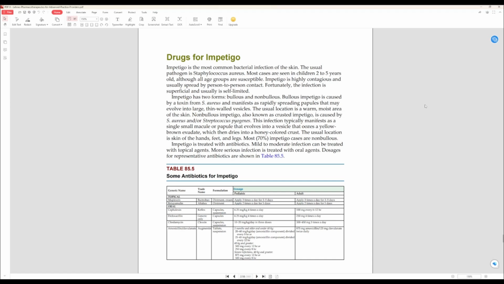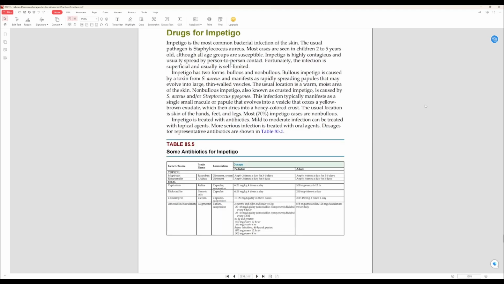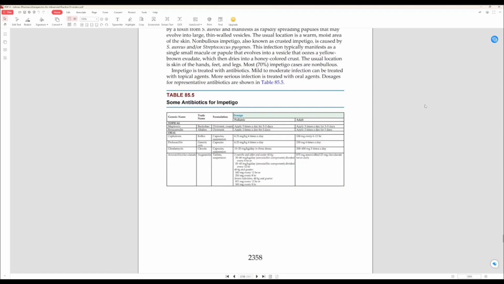Impetigo is treated with antibiotics. Mild to moderate infections can be treated with a topical agent. More serious infections, however, are treated with oral agents. Dosages for representative antibiotics are shown in the following table. An outstanding spot to hit pause so you can take a look.